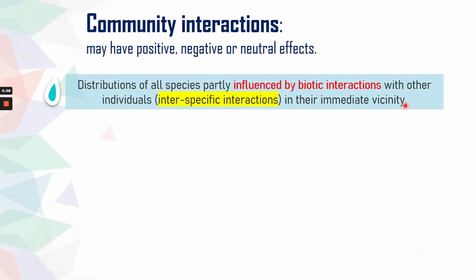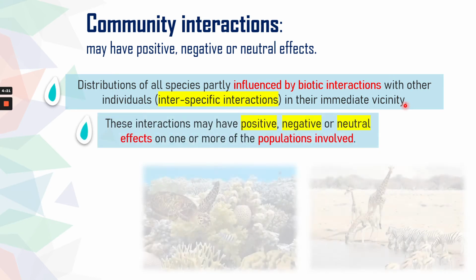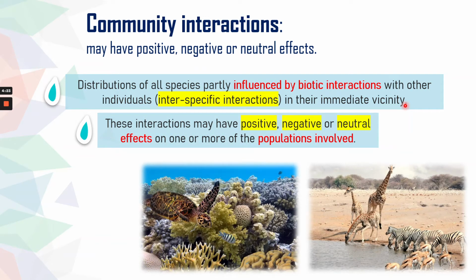The distribution of all species is partly influenced by biotic interaction with other individuals. These biotic interactions mean synergy between the living organisms, or we call them interspecific interactions. These interactions can be either positive, which is gaining benefits, or negative, which is being harmed, or neutral, which is not affected, on one or more of the populations involved.